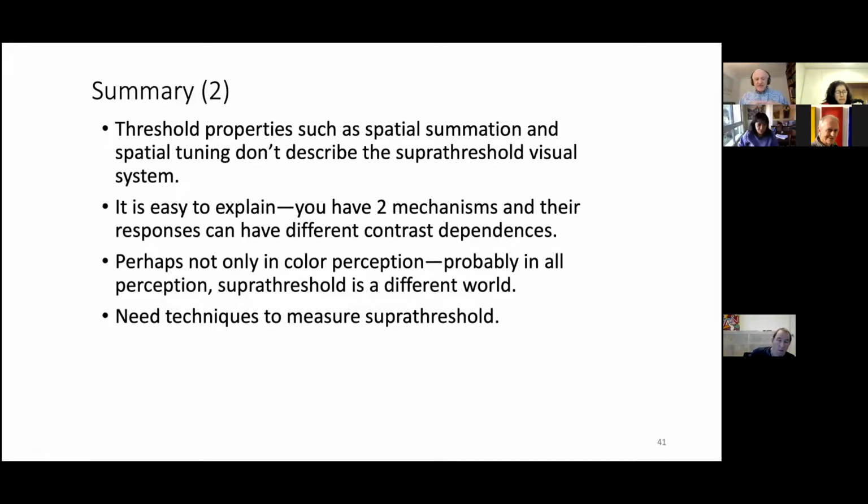But it may be true that this is a principle that applies not just in color perception, but to all perception, that superthreshold is a different perceptual world. And therefore, I think it's a good idea to develop techniques which can be used to measure what's going on superthreshold, not just at threshold, when we're studying perception.